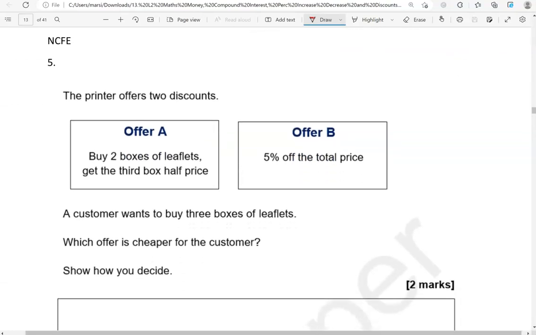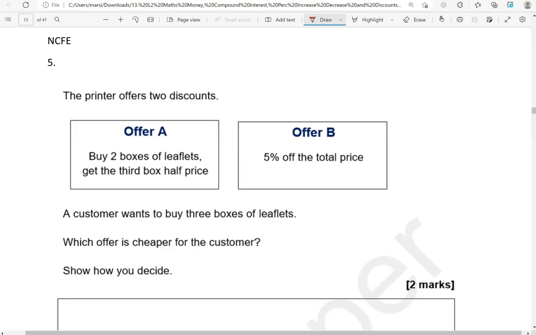The printer offers 2 discounts. Offer A: buy 2 boxes of leaflets, get the 3rd box half price. Offer B: 5% off the total price. A customer wants to buy 3 boxes of leaflets. Which offer is cheaper for the customer?